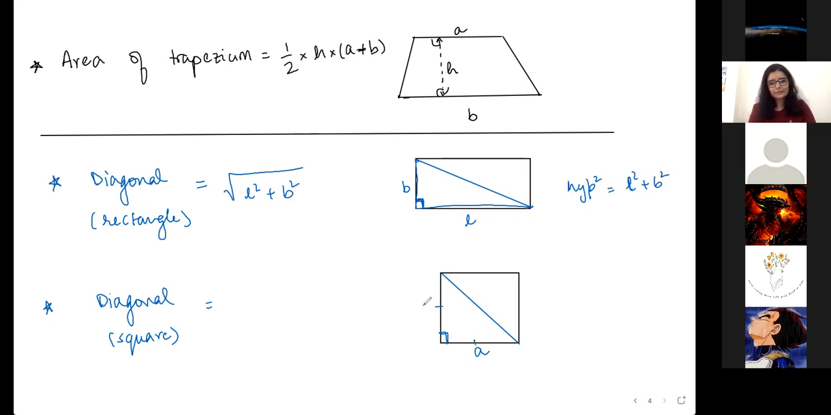Square sides are equal, so this also will be A. So diagonal square will be equal to A square plus A square. What is A square plus A square? 2a square. Now d square's value is A square plus A square. So if we have to find length of diagonal alone, then it'll be root of 2A square. So how will you simplify this? Root 2 into A. Absolutely right. That is it. So root 2 into A. Okay, so this is the length of diagonal in a rectangle, and this is the length of diagonal in a square.